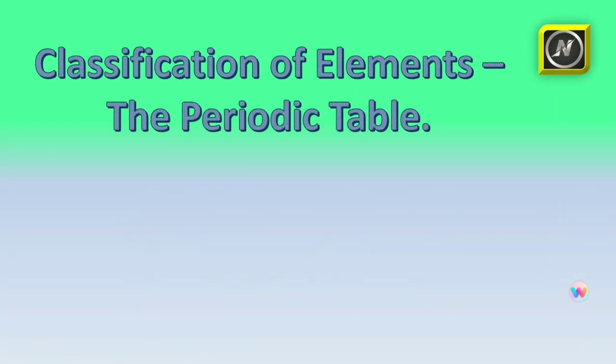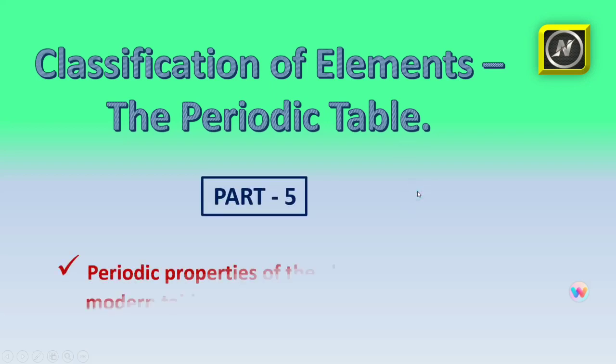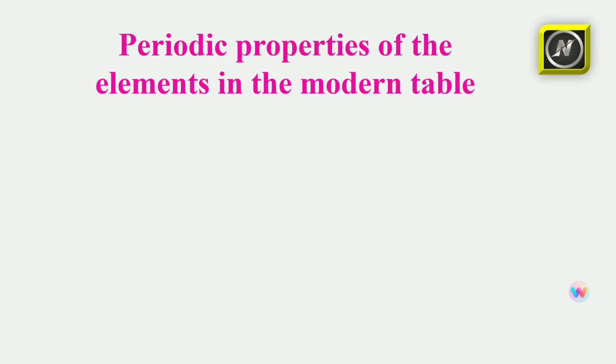Today in this session we are going to discuss classification of elements in the periodic table. In this, we are going to discuss part 5 of the topic, periodic properties of the elements in the modern table.